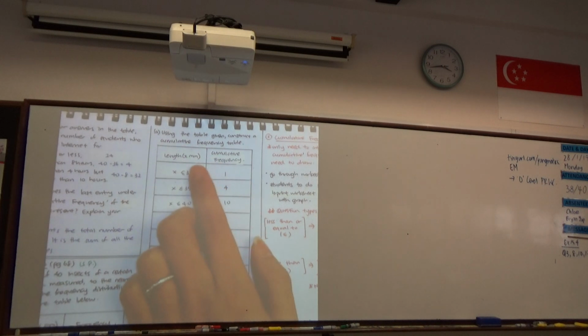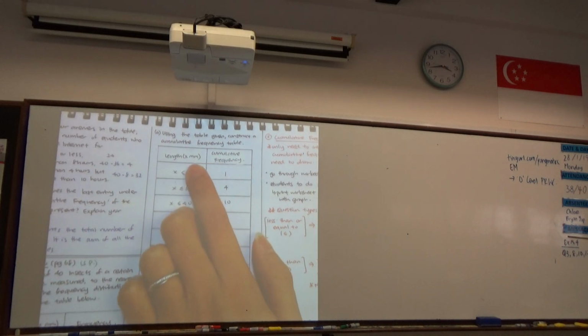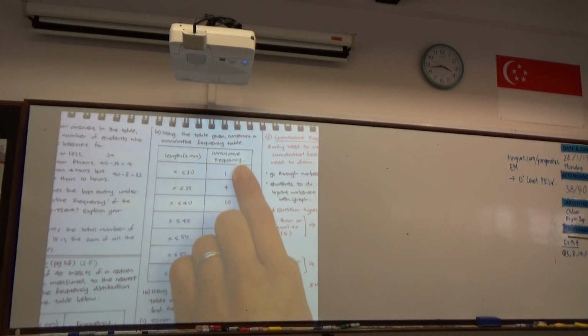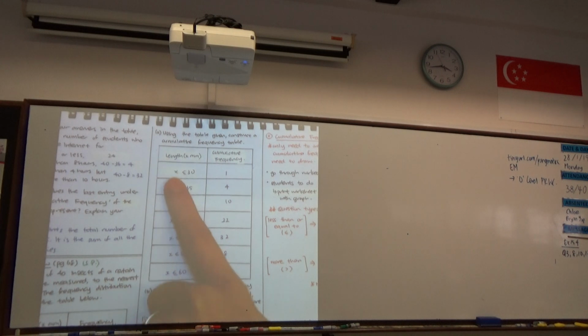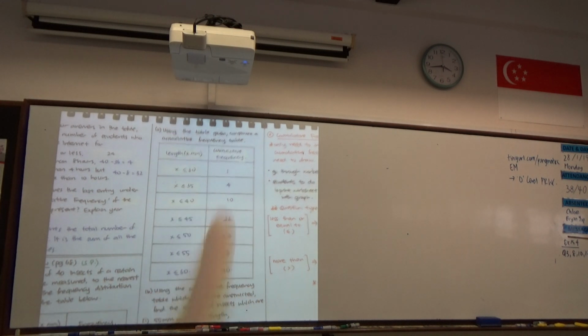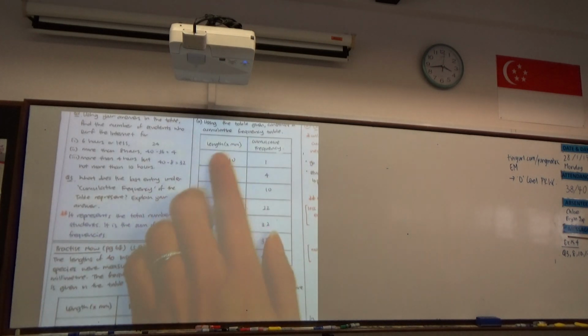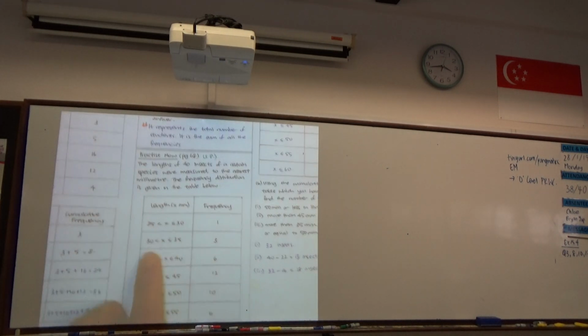Okay, so the heading that you should have would be length, in x cm. Then after that, cumulative frequency will be the other header. Then over here, it will always be x less than or equals to 10, or x less than or equals to 35. So we always use the same inequality as per what the question has given you.